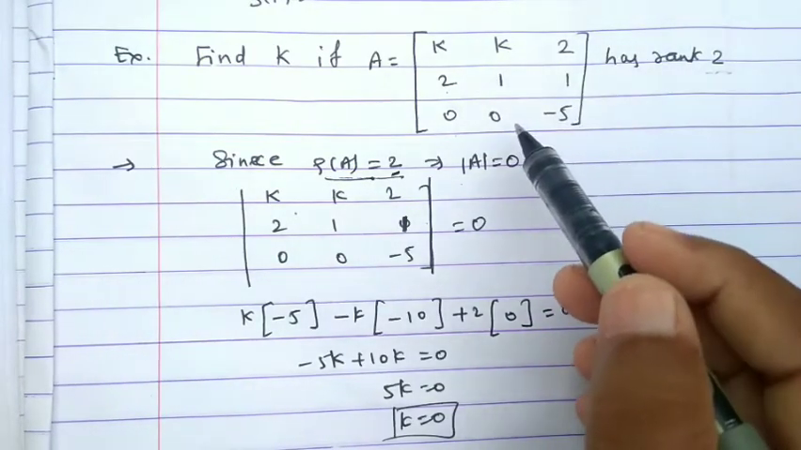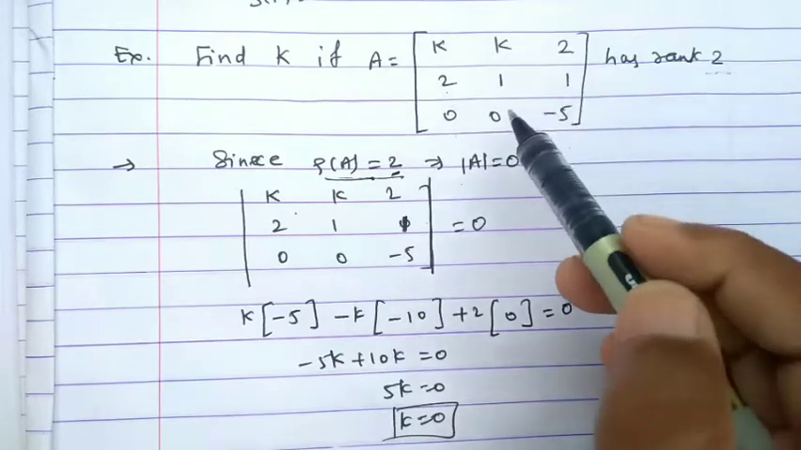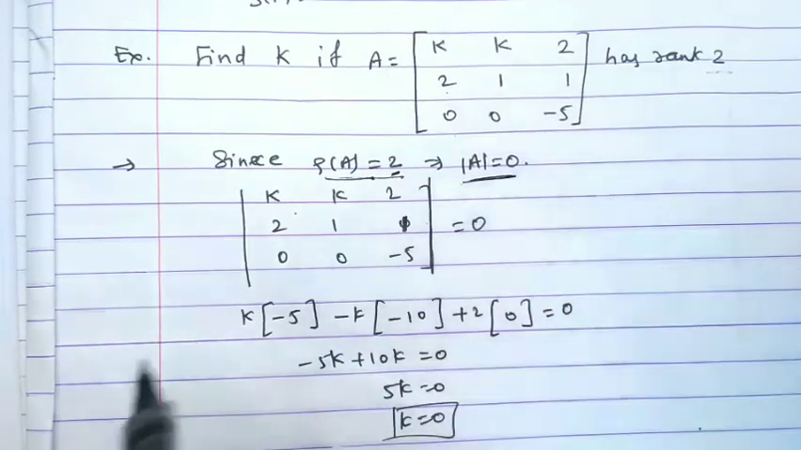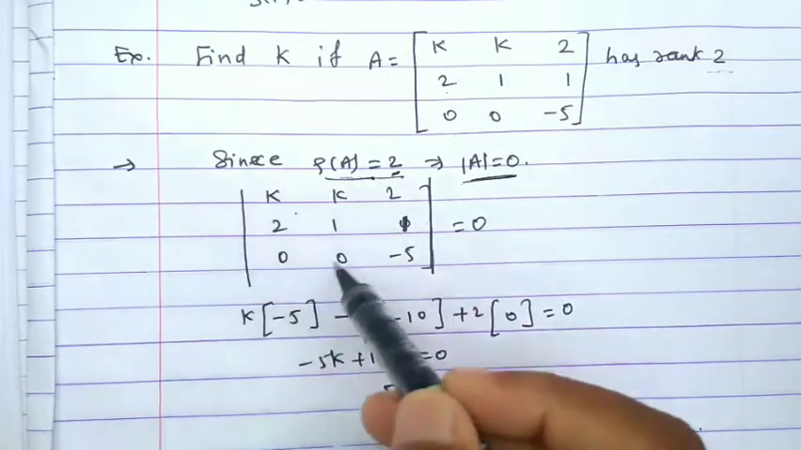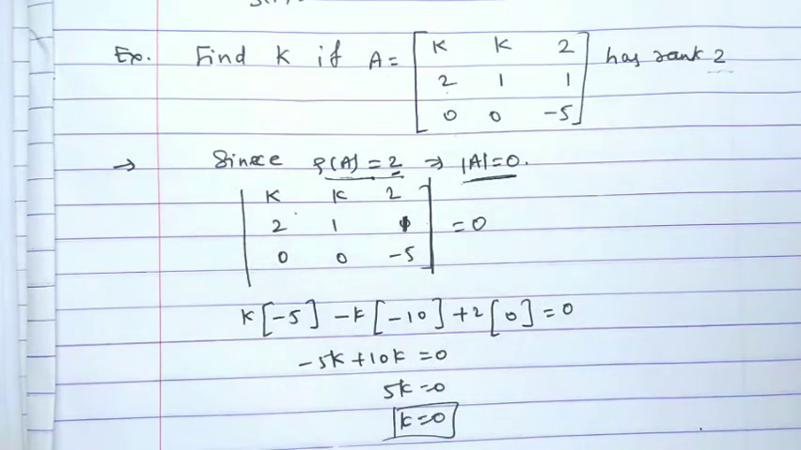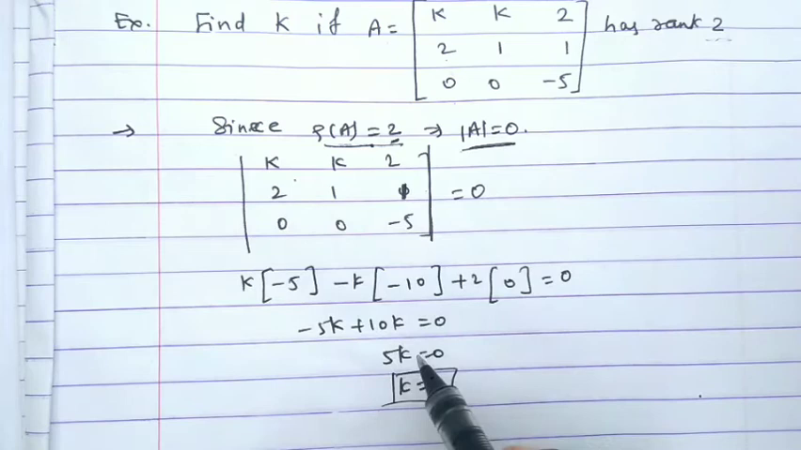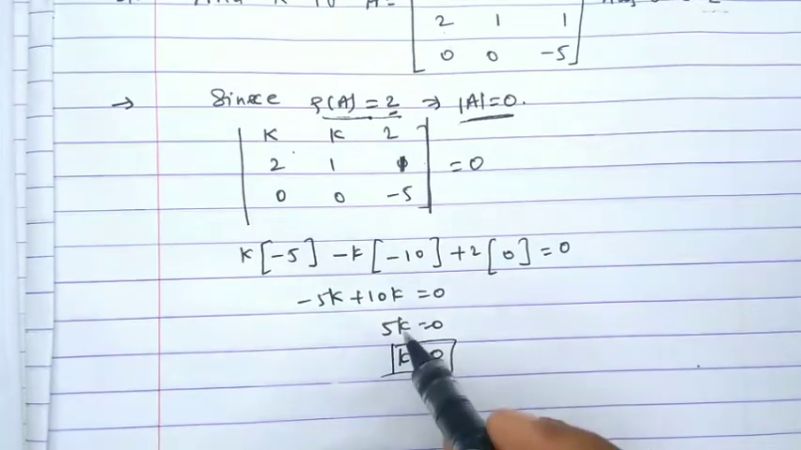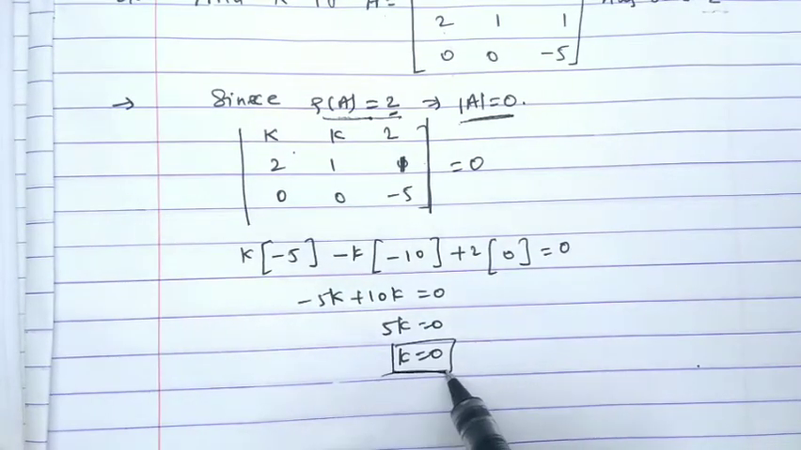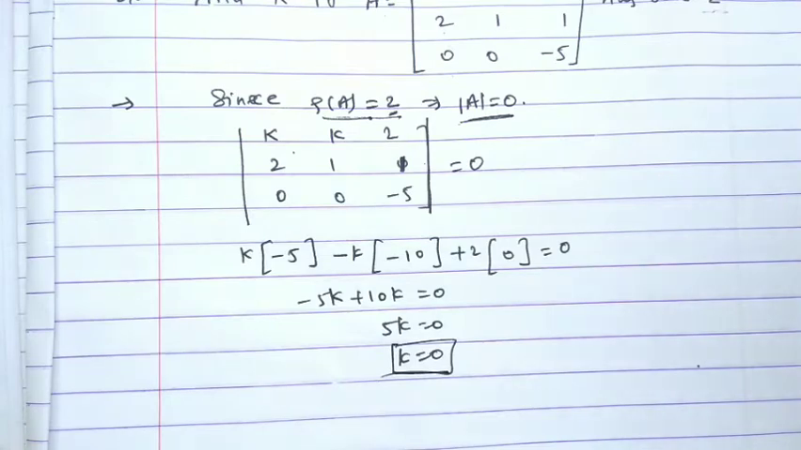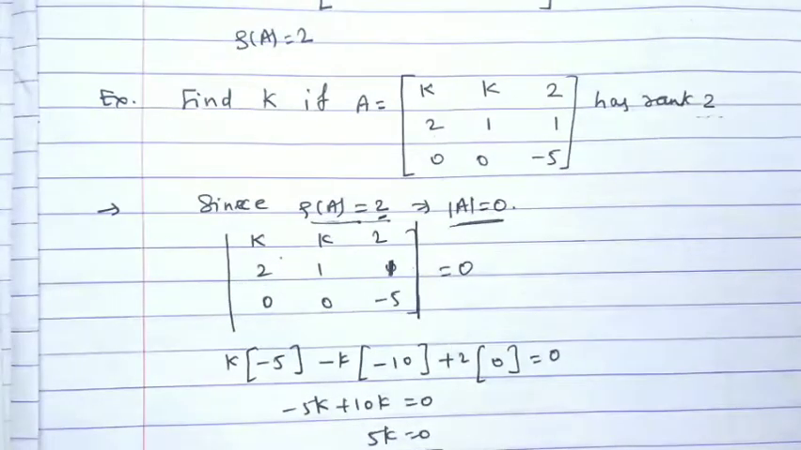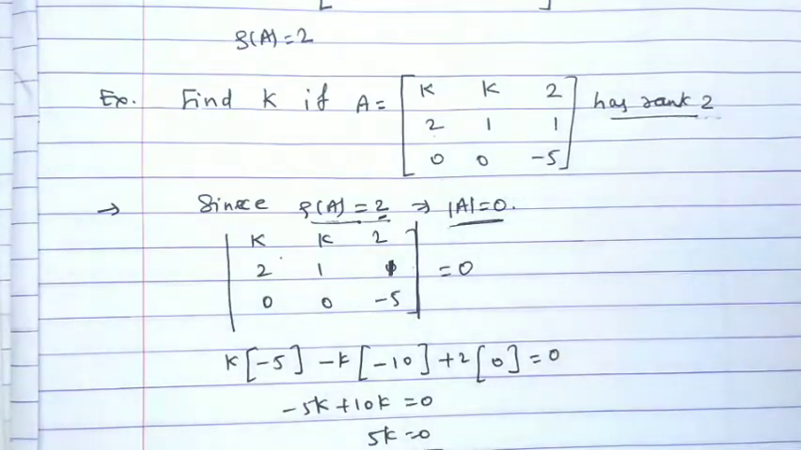What is the minor of order 3? Determinant. So the determinant of this matrix is 0. If you calculate the determinant and equate it to 0, from that simplification we will get 5k is equal to 0, that means the value of k is 0. So this is the solution. For k equal to 0 only, this matrix has rank 2.